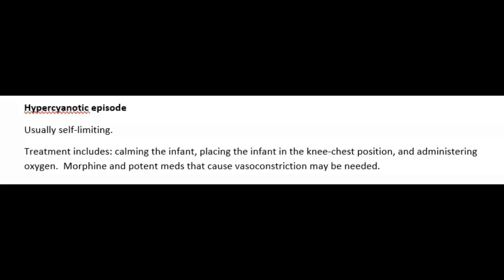Treatment of the episode includes calming the infant, placing the infant in a knee chest position to increase systemic vascular resistance and force blood to the pulmonary system, and administering oxygen, which causes pulmonary vasodilation. Morphine sulfate is administered to suppress the respiratory center and decrease the hyperpnea, which contributes to vasodilation. Potent medications that cause vasoconstriction may be needed to increase systemic vascular resistance, decrease the degree of right to left shunting, and force blood into the pulmonary system.